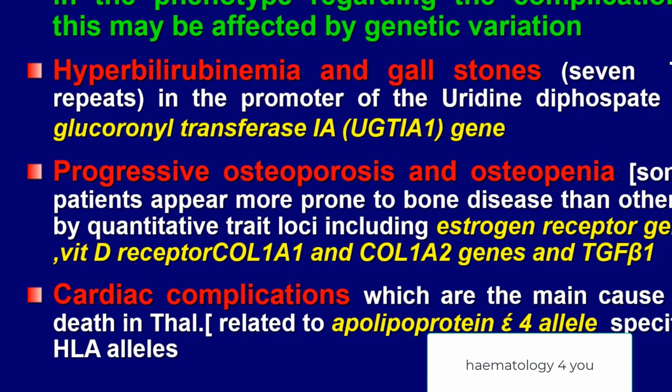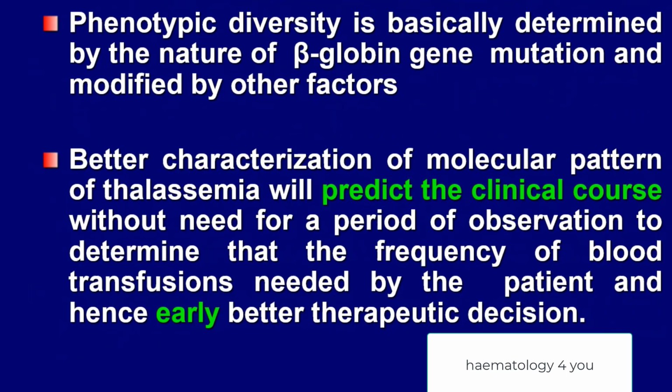Tertiary modifiers: with increased lifespan of beta thalassemia patients, subtle variations in the phenotype regarding complications appear. These may be affected by genetic variation: hyperbilirubinemia and gallstones, progressive osteoporosis and osteopenia, and cardiac complications. Phenotypic diversity is basically determined by the nature of the beta globin gene mutation and modified by other factors. Better characterization of the molecular pattern of thalassemia predicts the clinical course without the need for a period of observation to determine the frequency of blood transfusion needed by the patient, and hence allows earlier, better therapeutic decisions.